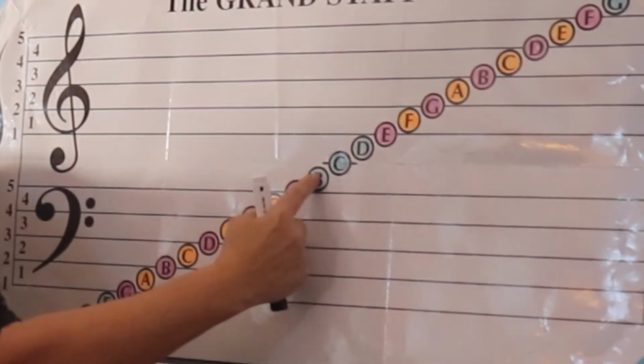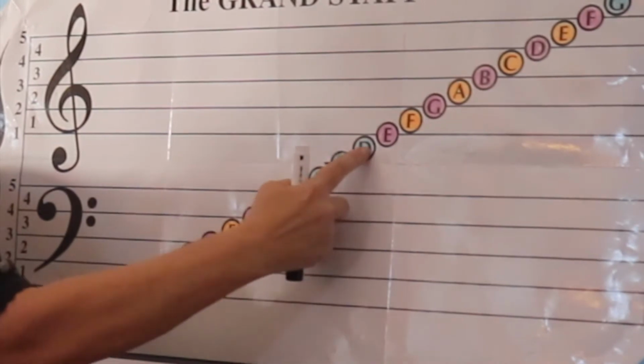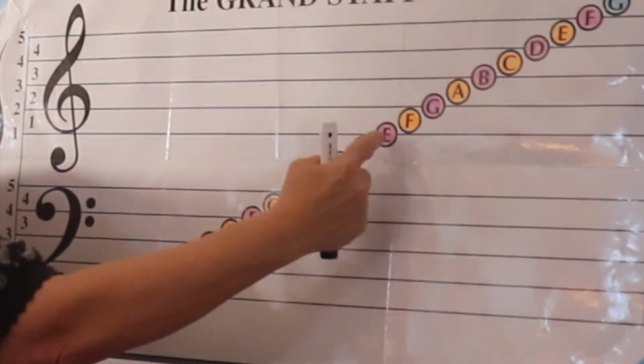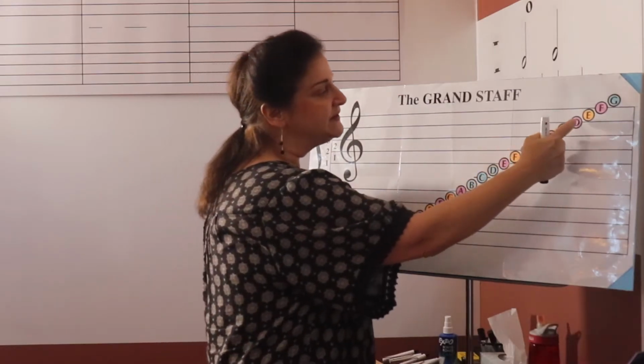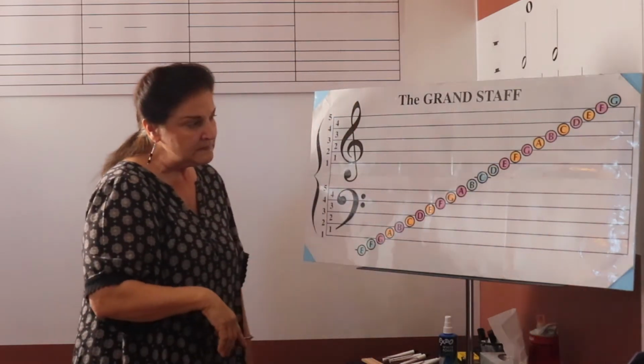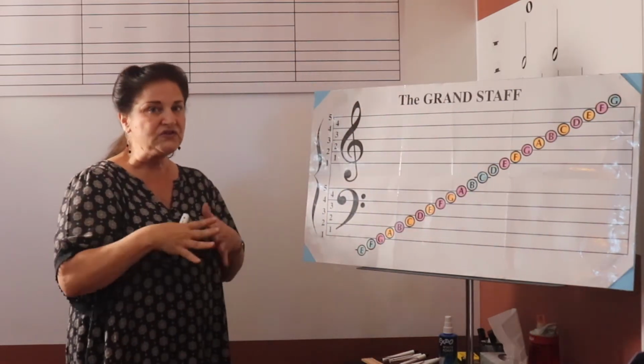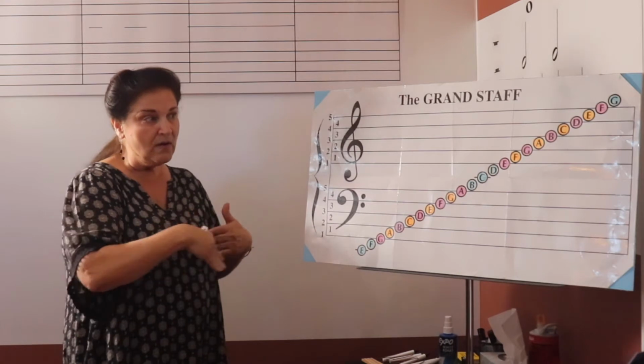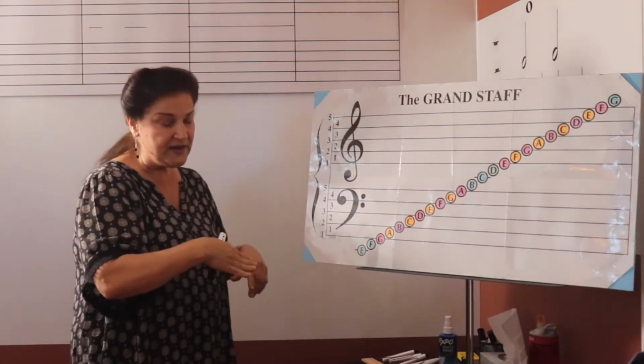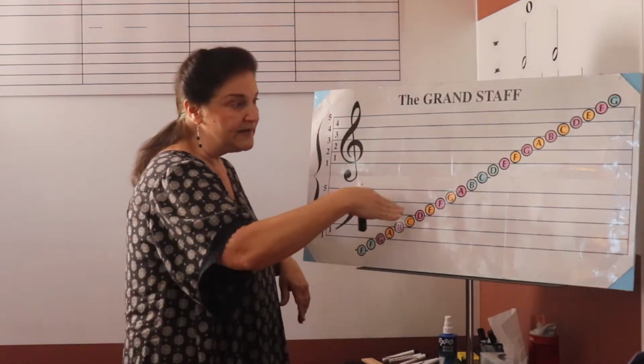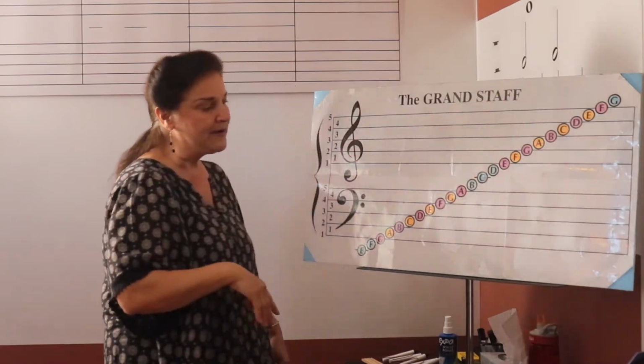So we call B and D on a space, and then this goes up, E, F, G, A, B, C, D, E, F, G. So we see how we use just those 7 letters of the alphabet over and over again just to create the scale in different octaves from lower to higher.